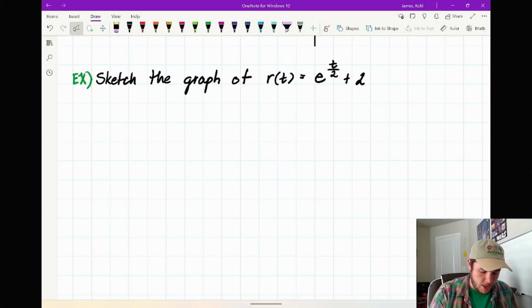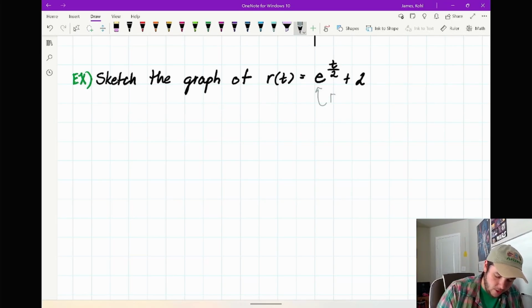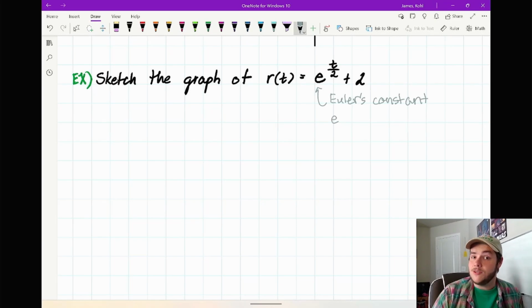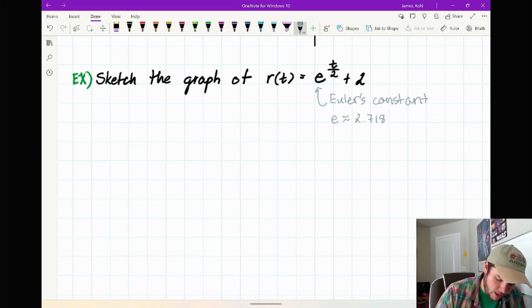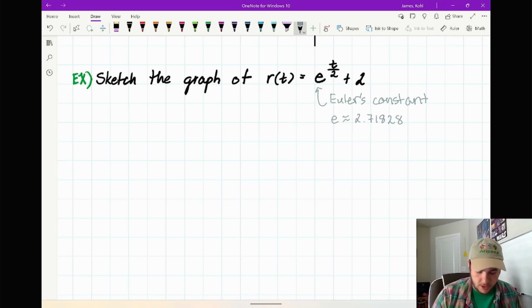For this problem, you'll notice an interesting number showing up here. This e is called Euler's constant. E for Euler. And e is an irrational number, just like pi is, and it's about 2.71828, and so on. There are other numbers after this, and it goes on forever without repeating a pattern. This number we're going to talk about in more detail in some of the future videos in this series. For now, just think of this as about 2.7.